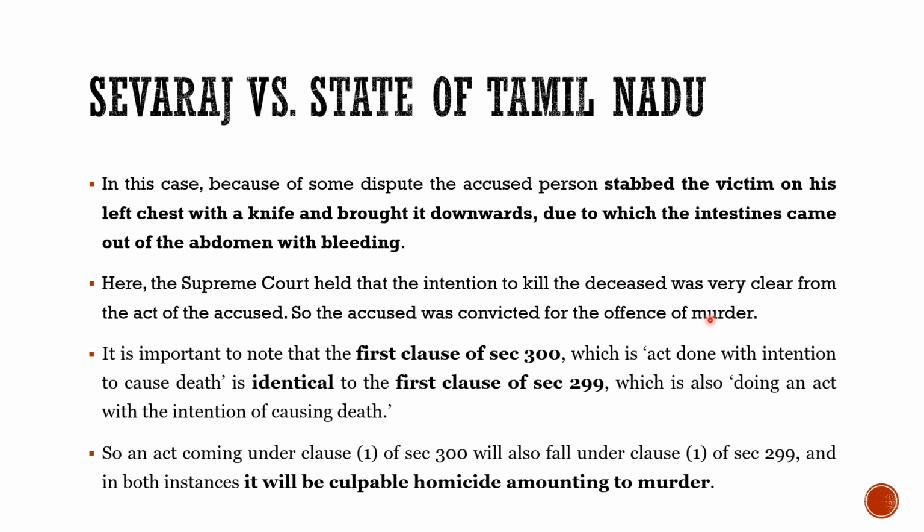It is important to note that the first clause of section 300, that is, done with the intention of causing death, is identical to the first clause of section 299. The first clause of section 299 is the intention of causing death or the intention of causing such bodily injury. So an act coming under clause 1 of section 300 will also fall under clause 1 of section 299, and in both instances it will be culpable homicide amounting to murder.